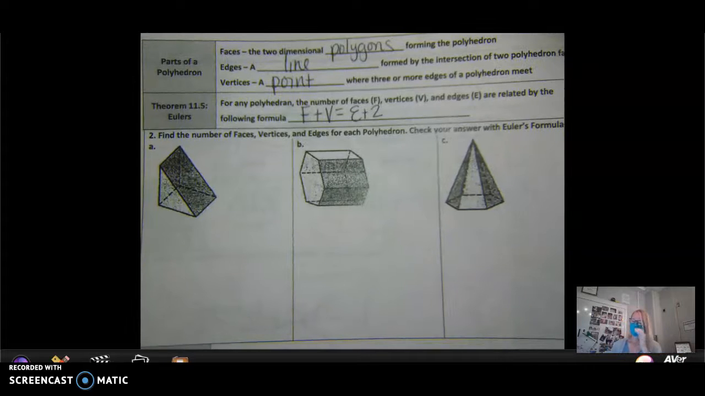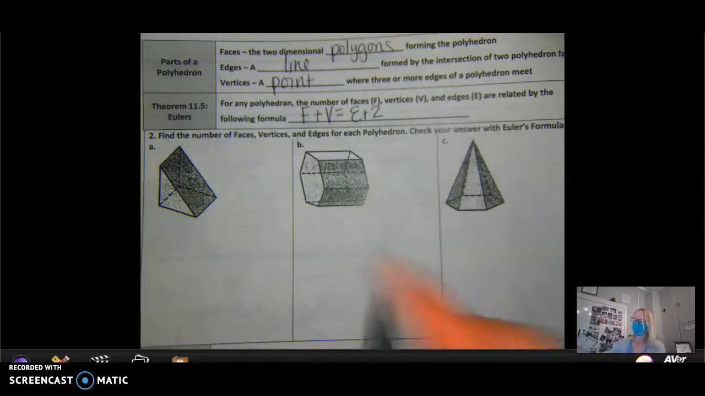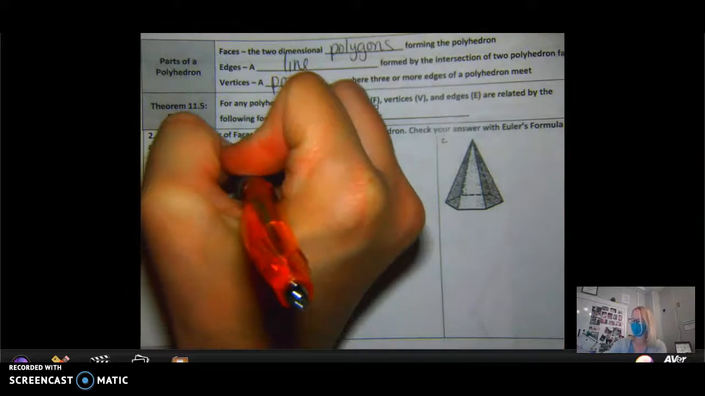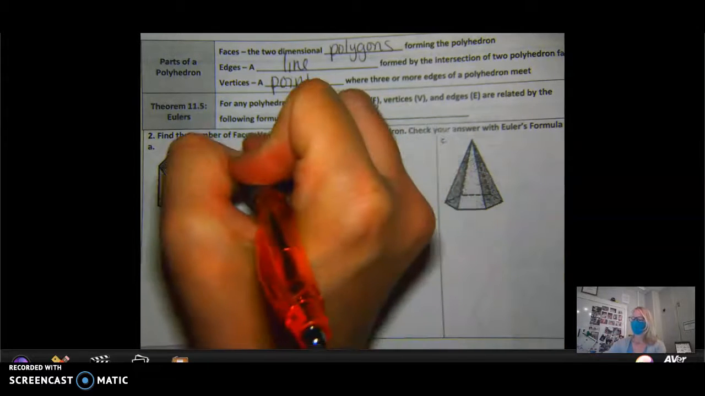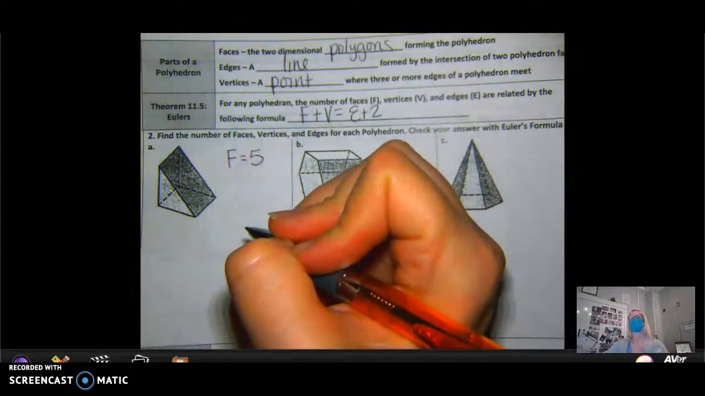Okay, so for instance, let's try this. Find the number of faces, vertices, and edges for each of these. So this one, how many faces does it have? It does have 5. Has a front and back, side, bottom, up.